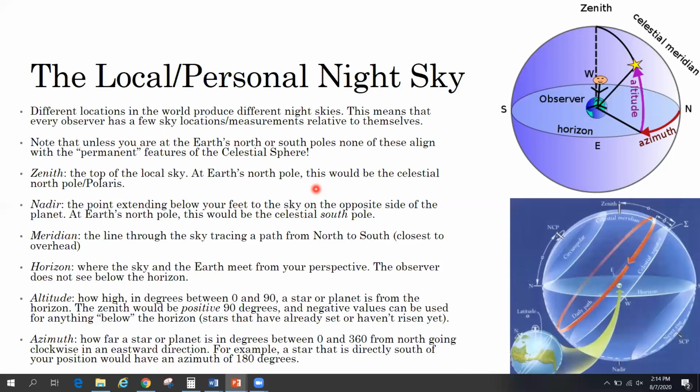So what you can do, though, we do have a term you can use for describing what point of the sky is straight above you, and that's this term here, the zenith. The zenith, again, is the top of the local sky. At Earth's North Pole, like we said, this would be the celestial North Pole, Polaris. But that's only if you're at the North Pole. Most of you are not hanging out there, so your zenith is going to be some other location on the celestial sphere.